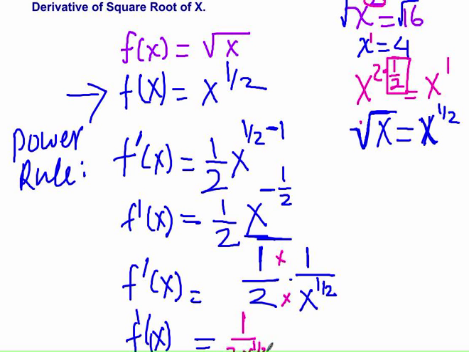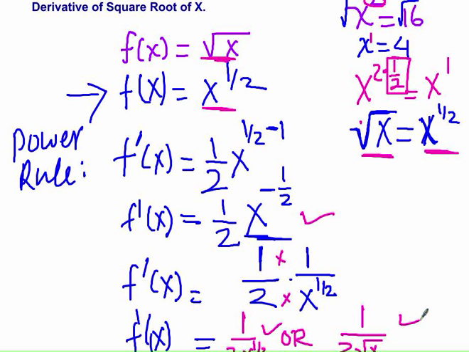We can also write this as 1 over 2, and we know that x to the power of 1/2 is the same thing as square root of x. So we'll say 1 over 2 times square root of x. So either this or this, all of them are correct forms of the derivative of square root of x.